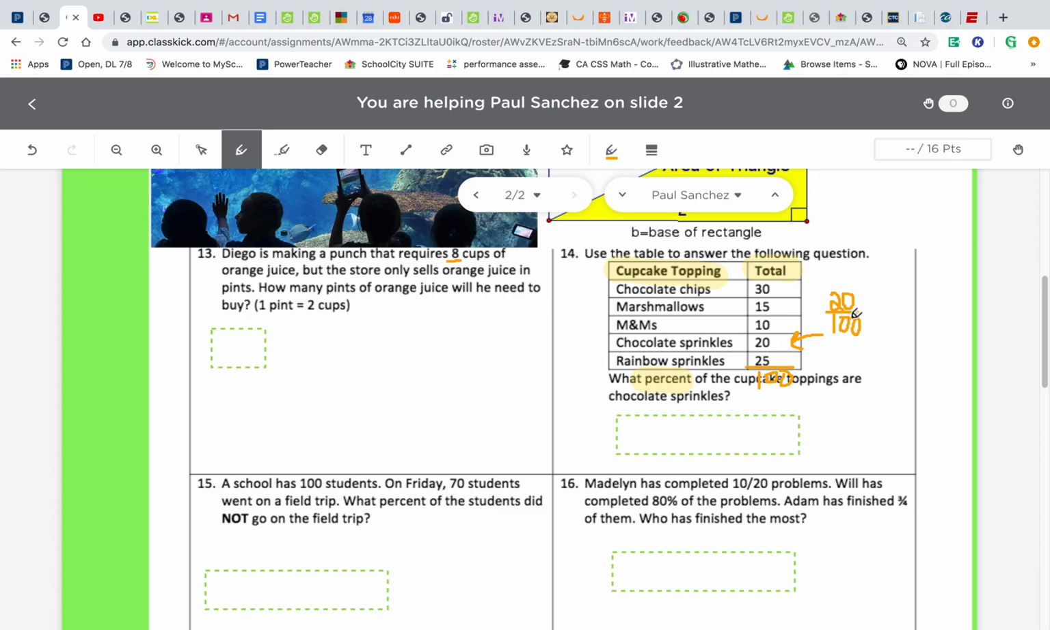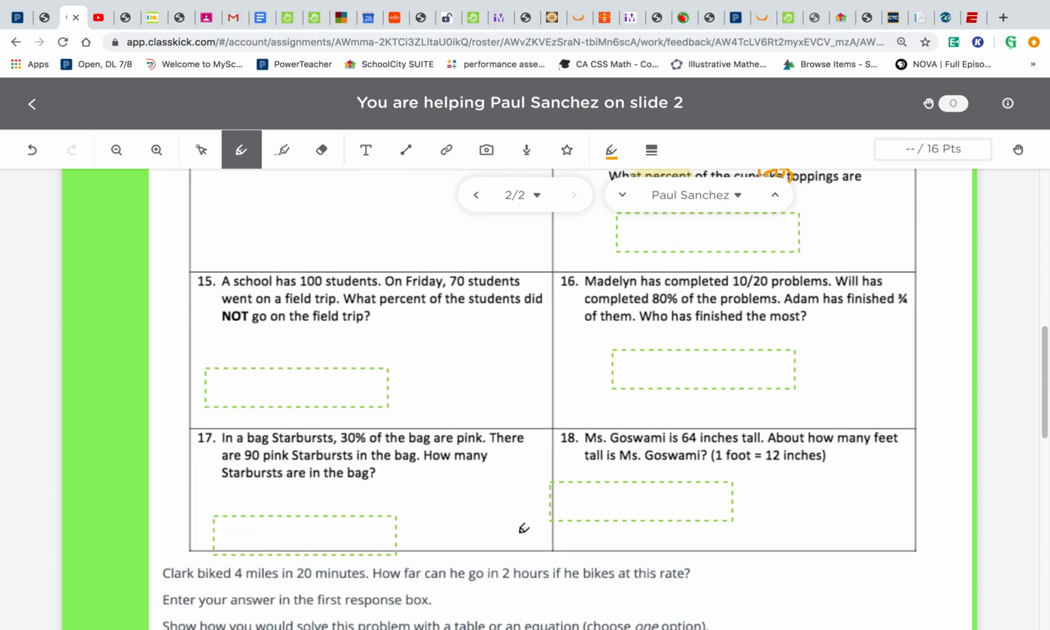All right, number 15. A school has 100 students. On Friday, 70 students went on a field trip. What percentage of the students did not go on the field trip? Well, how many students did not go on the field trip? If 70 students went on the field trip, how many are left over in the whole school if it has 100 students? That would be 30, right? And so just as we saw in the last problem, things are very convenient. Since it's already out of 100, it's going to be 30 out of 100. And 30 out of 100, as you just saw, that's 30%. All right, number 16.